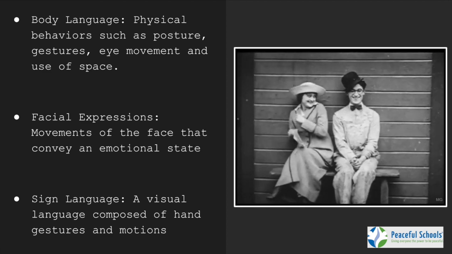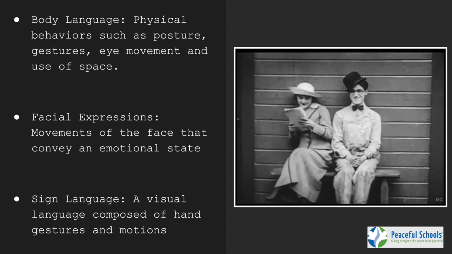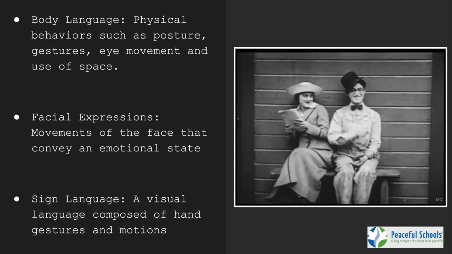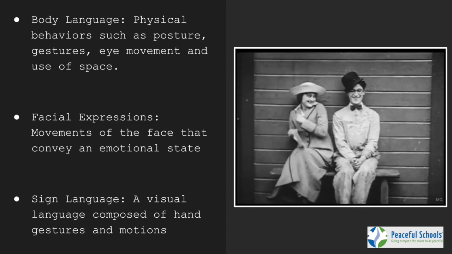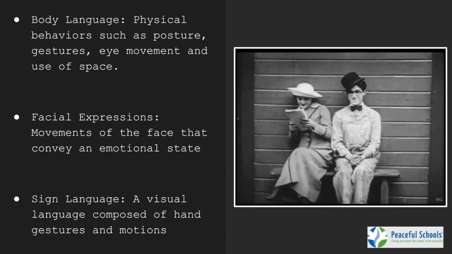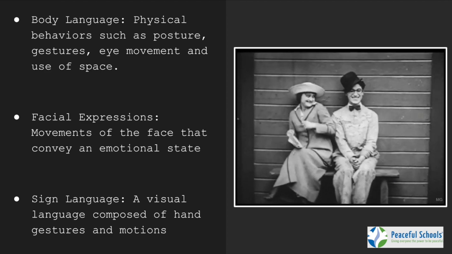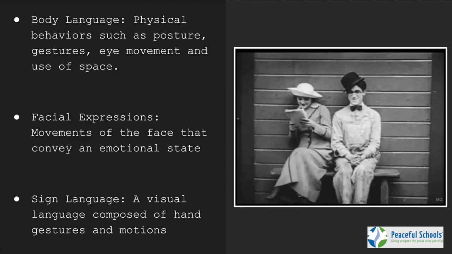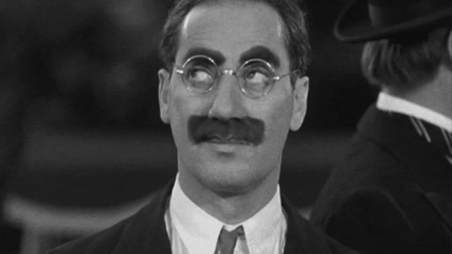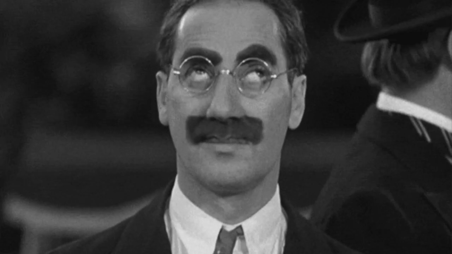Another way that you can describe body language is your use of space. If you like someone, perhaps you might sit closer to them. Facial expressions are the movements of the face that convey or tell an emotional state. For example, when you smile, it expresses happiness. When you roll your eyes, it might express annoyance.